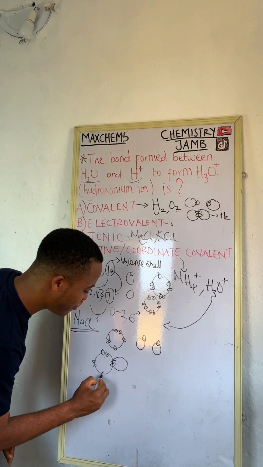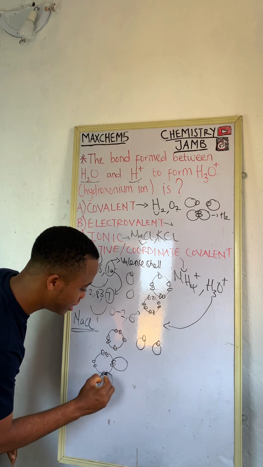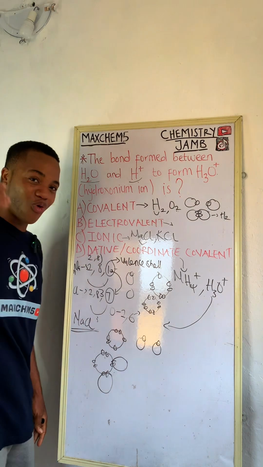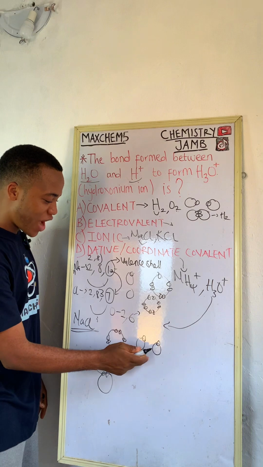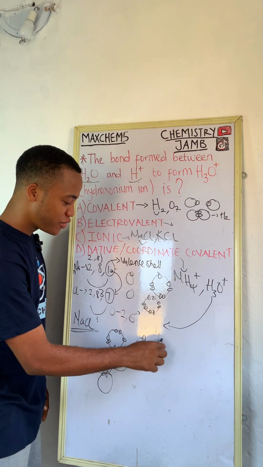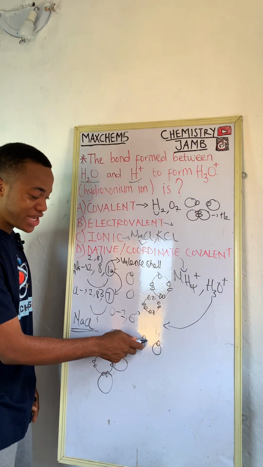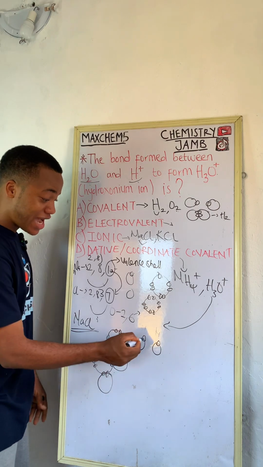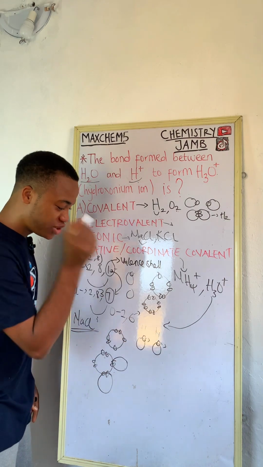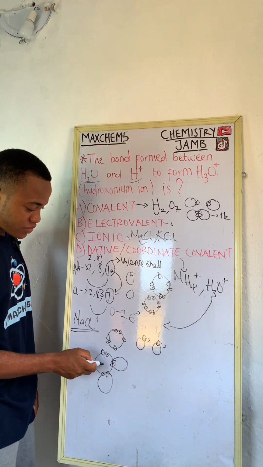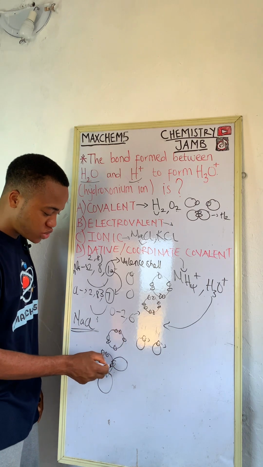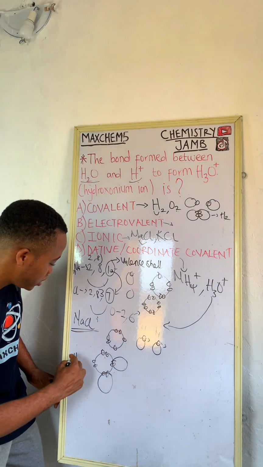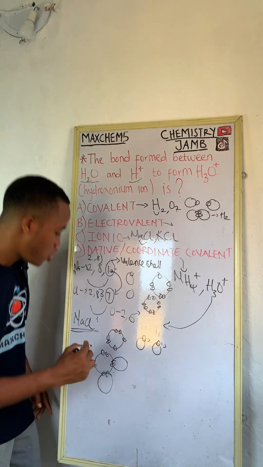Who can tell me what type of bonding this is? The bonding that is in water is a covalent bonding, because these 2 hydrogen atoms are coming to donate their electrons to this oxygen, and oxygen is also donating 1 to them too. So this is actually water. This is a water molecule, right?